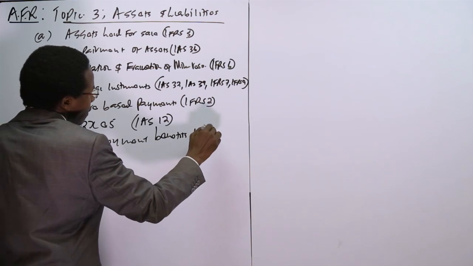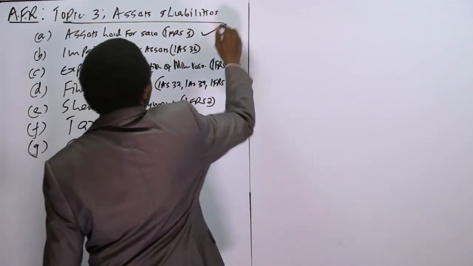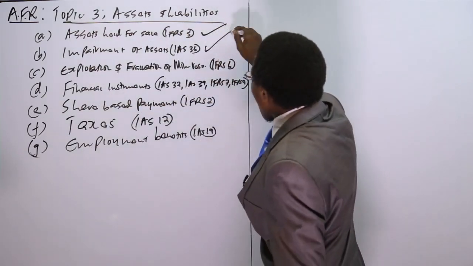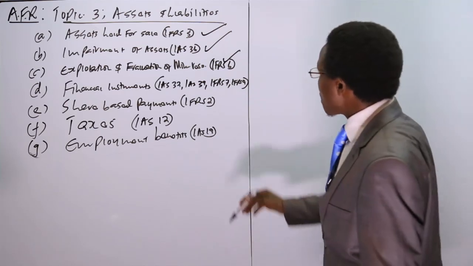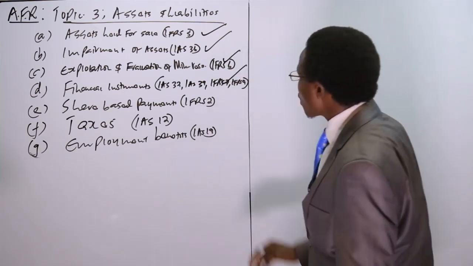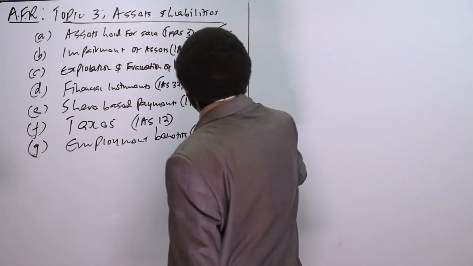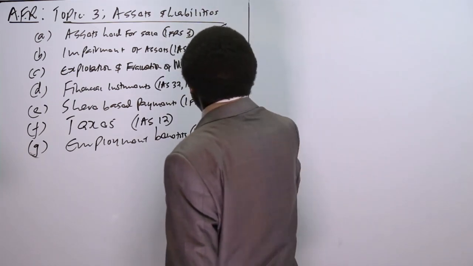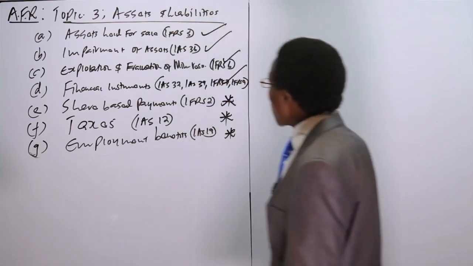IAS 19. So far, friends, from our previous sessions, we have already covered this. We have covered IAS 36. We have covered IFRS 6 in our previous sessions. We have also covered financial instruments in our previous sessions. So we have not covered the share-based payments. We have also not covered the taxes. We are also going to cover the employment benefits.